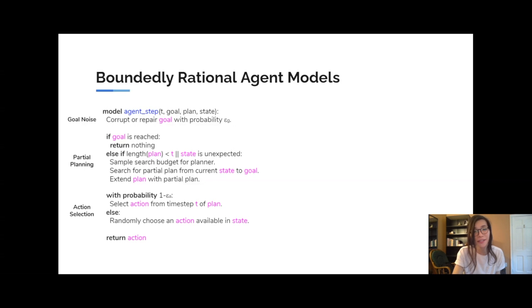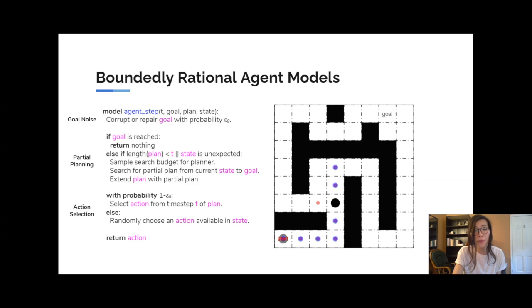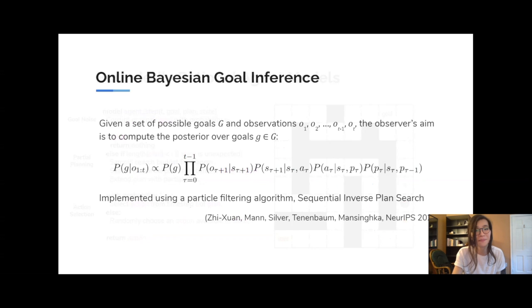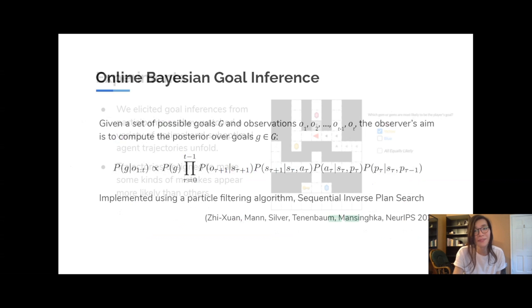This animation of a gridworld agent illustrates the most complex part of this process, which is the partial planning. Red dots represent states explored during an A-star planning algorithm, and blue dots represent partial plans that the agent executes. So that's the agent model, and we hypothesize that human observers perform Bayesian inference over this model. We implemented this tractably using a particle filtering algorithm, sequential inverse plan search, the details of which can be found in our earlier NeurIPS paper.